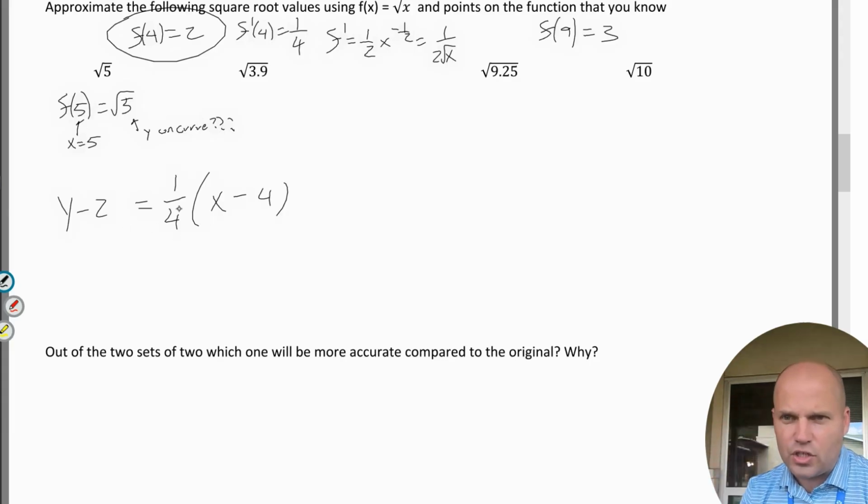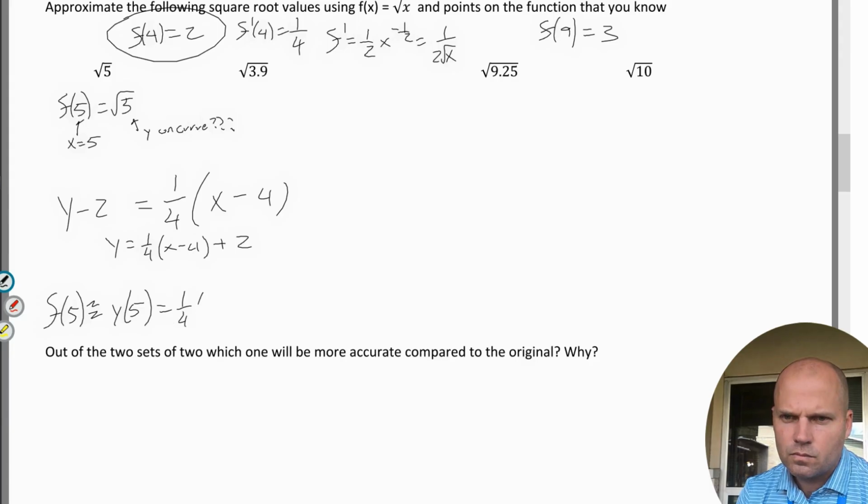Now, I will use this equation for both of these. I'll say f of 5 will be approximately, I'm going to move the 2 over and just do my work, and say this is y equals 1/4 times (x minus 4) plus 2. And I'm going to say f of 5 is approximately y of 5, which means plug in 5 for x. That's 2 1/4. That's 2.25. I think the square root of 5 is approximately 2.25.